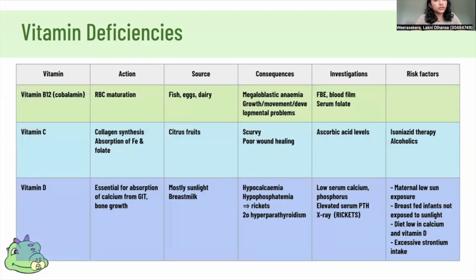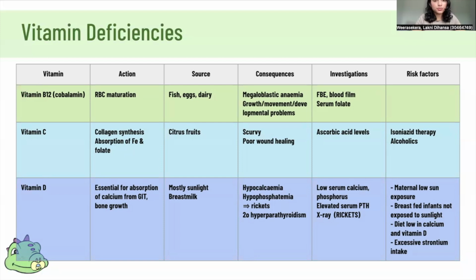Vitamin B12 is also really important and comes up a lot in hematology. This is because it's responsible for red blood cell maturation. And an important point is that vitamin B12 tends to be found only in animal protein sources. So patients who have a vegan diet tend to be at a higher risk of vitamin B12 deficiency, where you would recommend supplements. Consequences include megaloblastic anemia, growth, movement, and developmental problems. And you want to do an FBE or a blood film to check this, and also a serum folate.